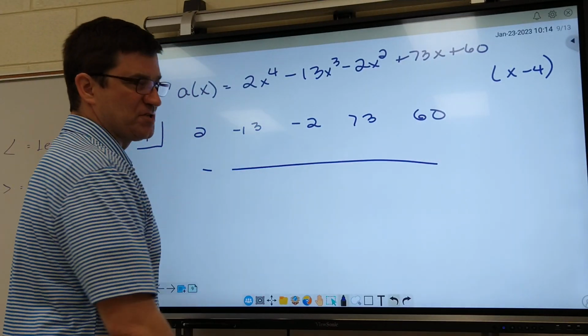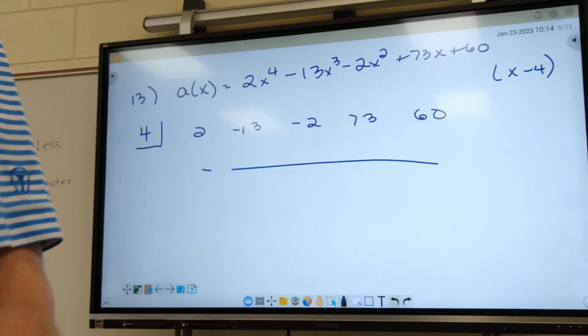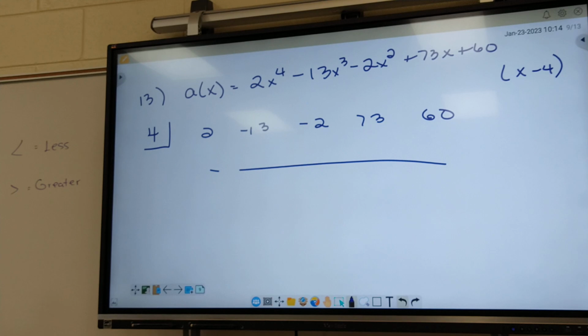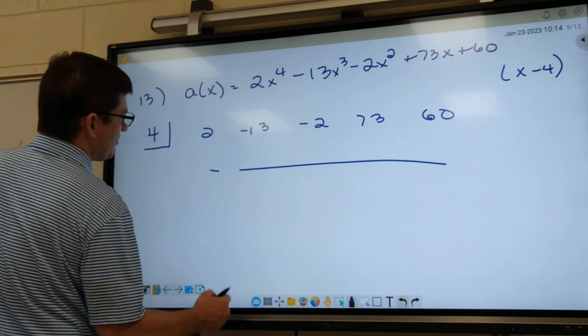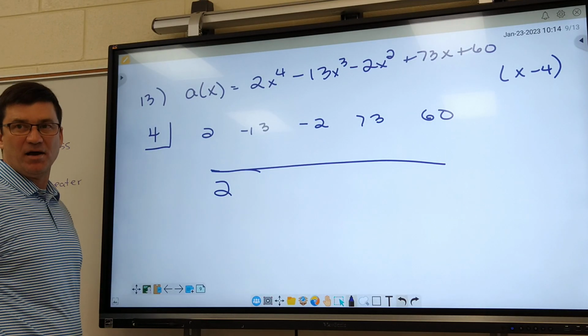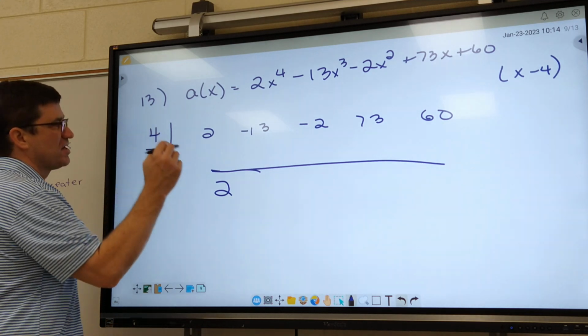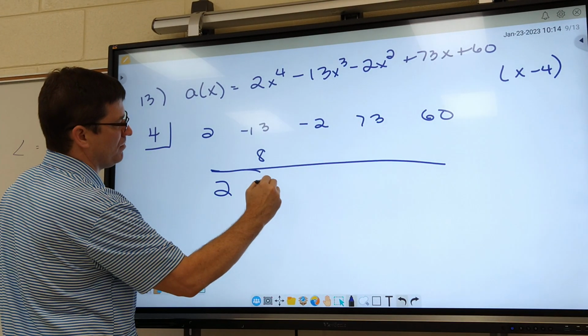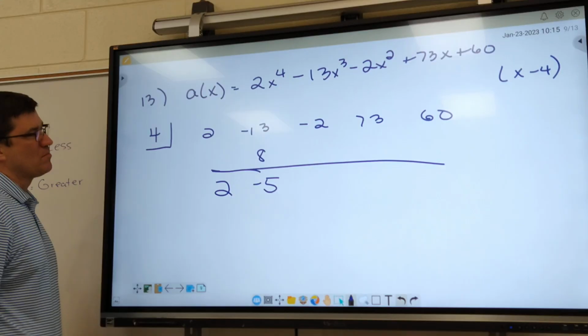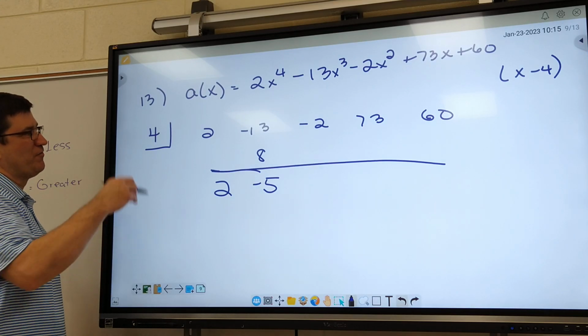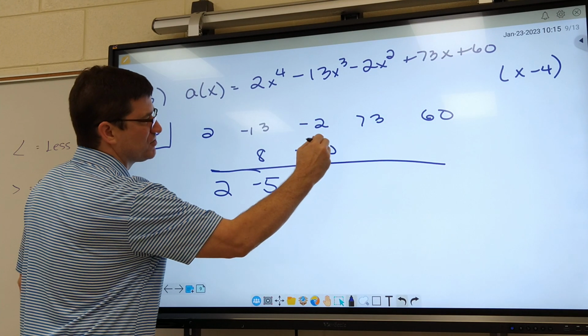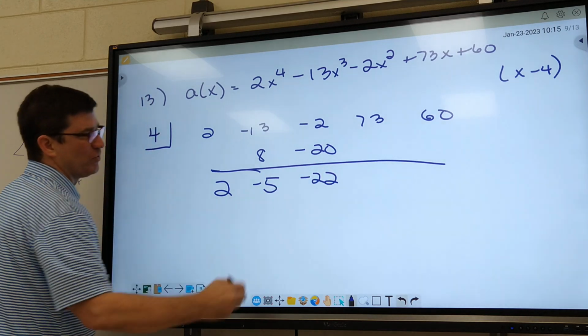All right, the first step is normal, so y'all can go ahead and do the first step. All right, so we start this problem. I bring the first number down every time. 4 times 2 is 8. Add them up, negative 5. 4 times negative 5 is negative 20. Add them up, I got negative 22.